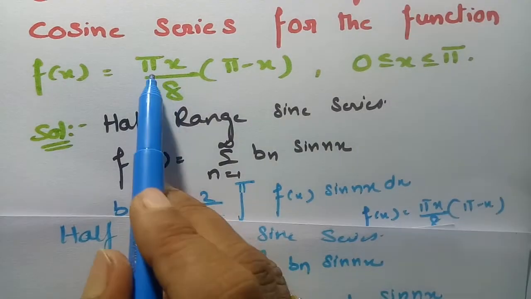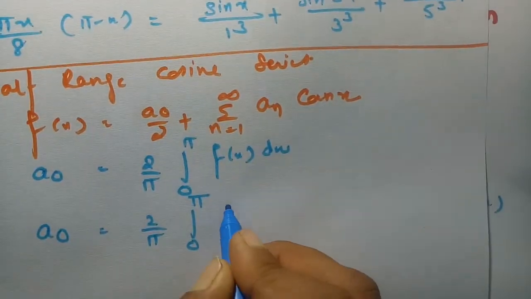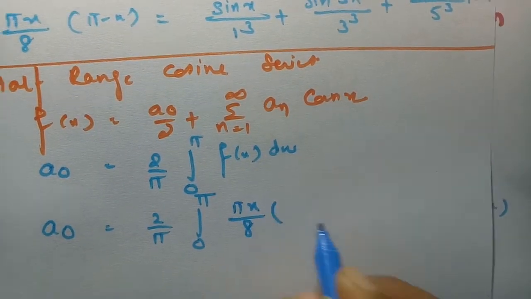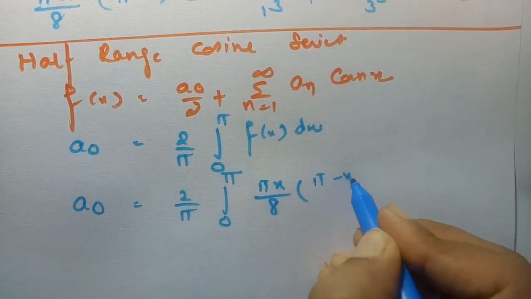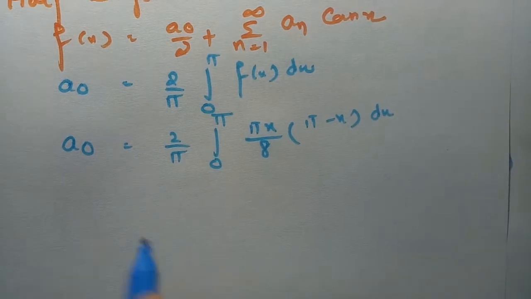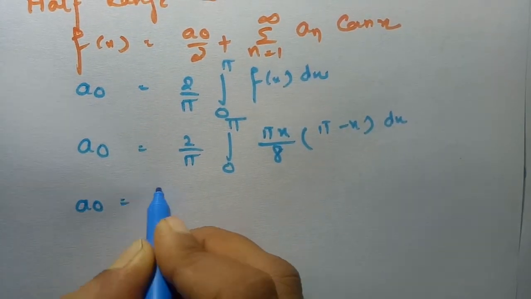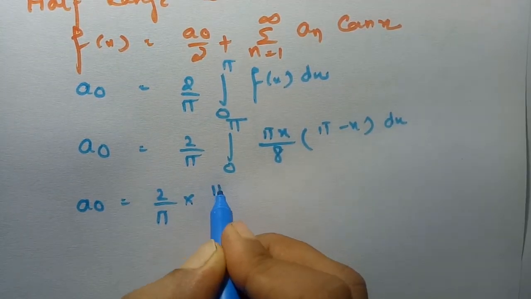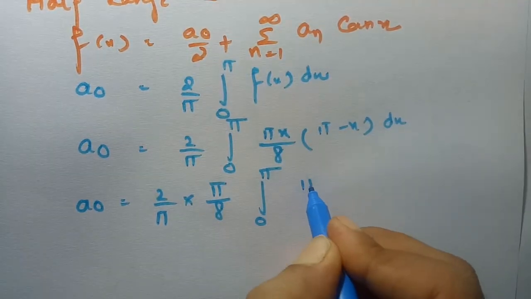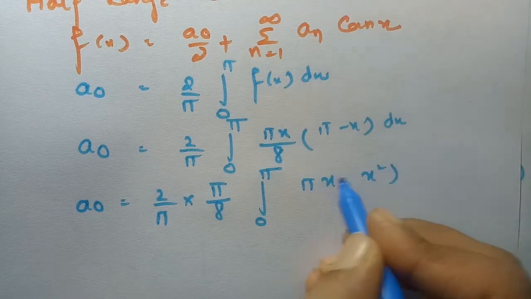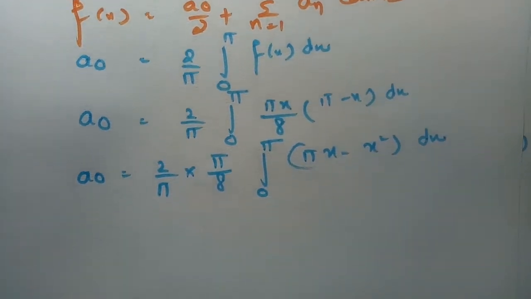So f of x is nothing but pi x by 8 times (pi minus x), so this is (pi minus x) into dx. So a naught value will become 2 by pi times, if I bring pi by 8 outside, integral 0 to pi, if I multiply with x, this is (pi x minus x square) into dx.